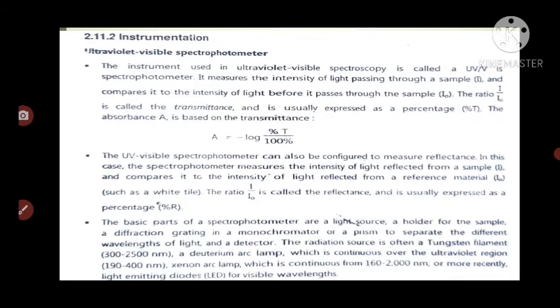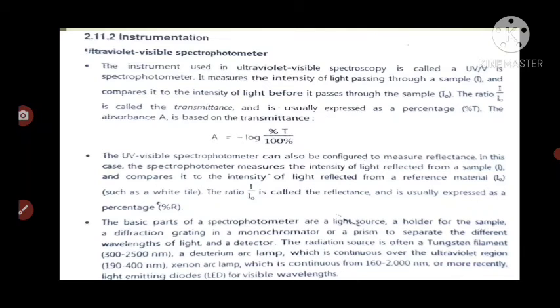So that's why here consider that the spectrometer is also used for reflectance, and the spectrometer measures the intensity of light reflected from the sample I and compares it with the intensity reflected, using this diagram or schematic of the UV visible spectrometer, taking the reference material as I naught. That is considered as the white tile, and that ratio of I upon I naught is considered as the reflectance, which is usually expressed as a percentage of I.